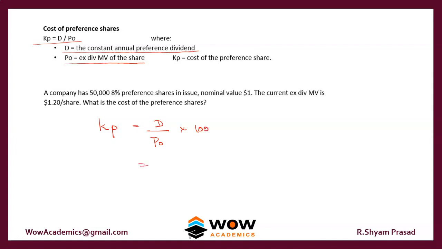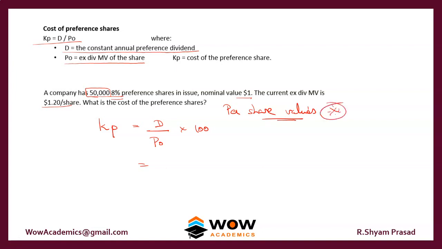A company has 50,000 8% preference shares in issue. Nominal value is 1. The current ex dividend market value is 1.2 per share. What is the cost of preference share? Okay, so you don't need to take this whole number like 50,000 and all. You just need to take a per share value. If you get a per share value, it's very easy to solve the problem.